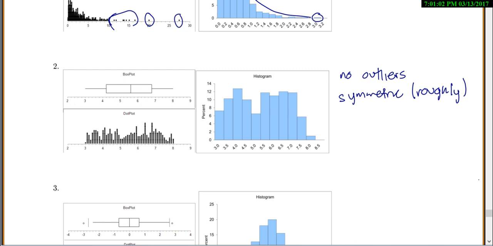Most things aren't exact. How many modes would you say it has? Okay, I would say 2 modes, so bimodal. That's a lot easier to see in the histogram than the dot plot. In the dot plot, the bins are all too small, so it's hard to actually see your modes. And obviously in a box plot, you can't see modes at all.